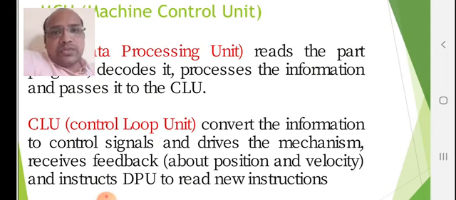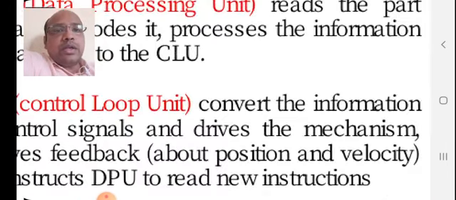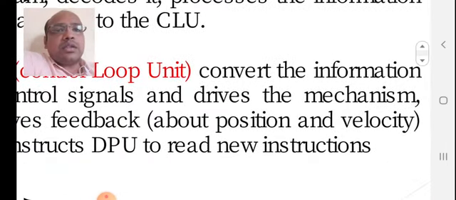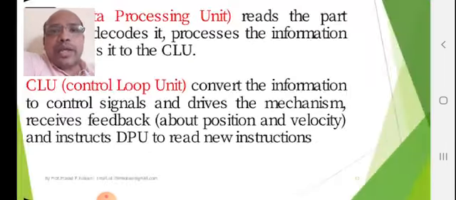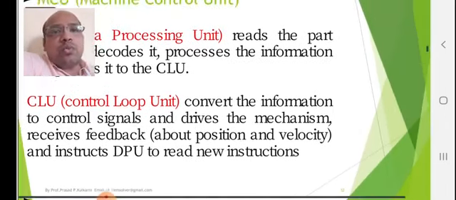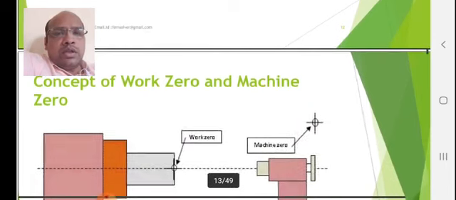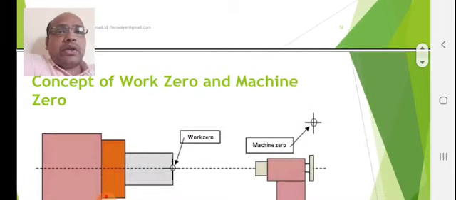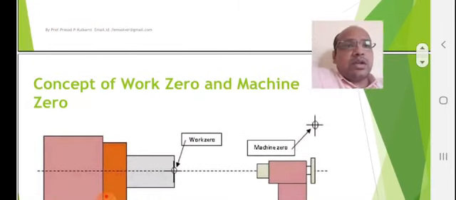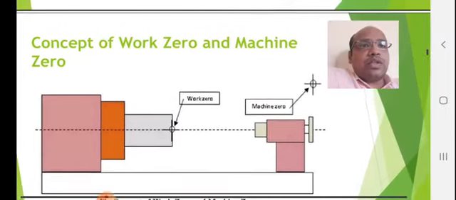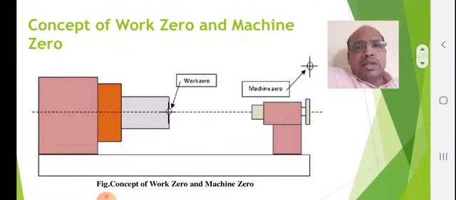At the last, CLU instructs DPU to read the new instructions which are coded in a part program. So both are very important in the machine control unit. Now let us see the next part of this chapter. It is the concept of work 0 and machine 0. Both are very important to write a part program in the machine.